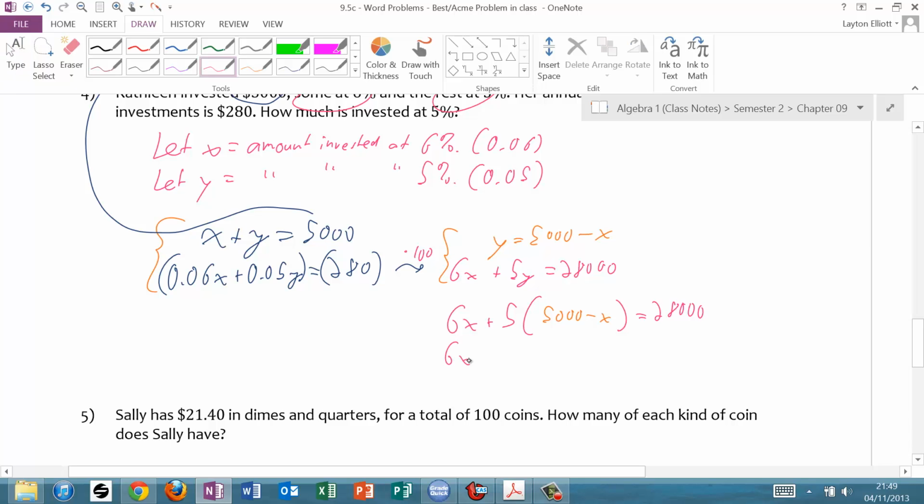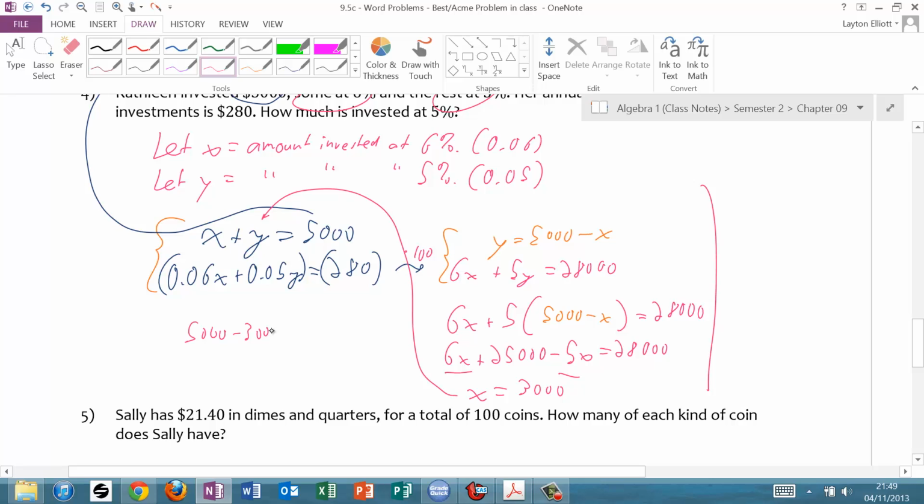Distribute: 6x plus 25000 minus 5x is equal to 28000. On the left side, if I add, I get x, and then if I subtract 25,000, I get 3,000. X equals 3,000, and if x equals 3,000, y would equal 2,000, because 5,000 minus 3,000 is 2,000.